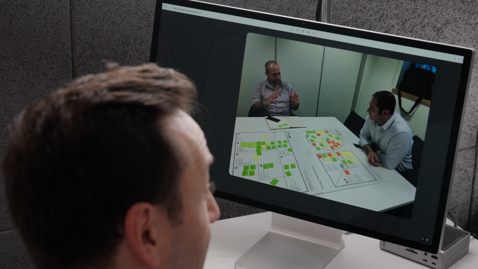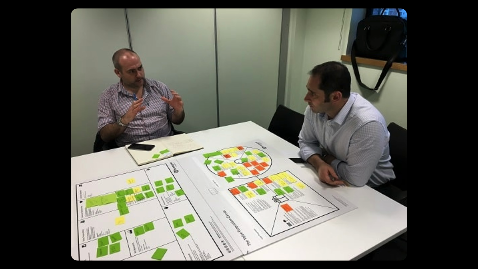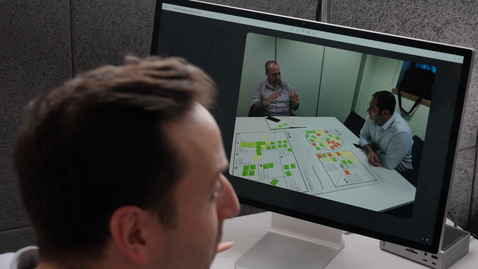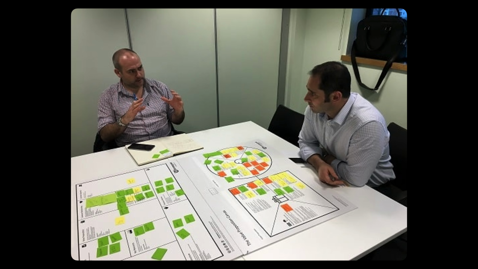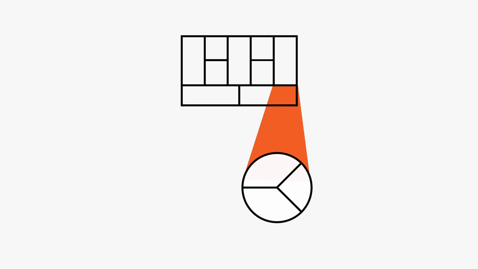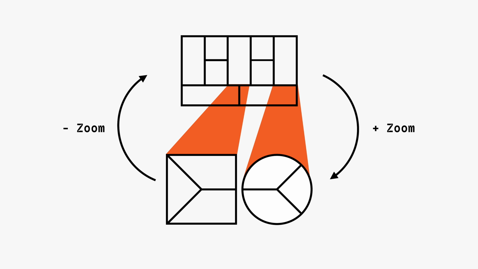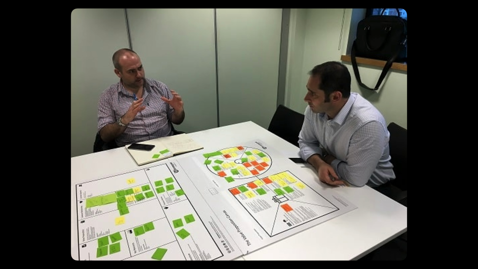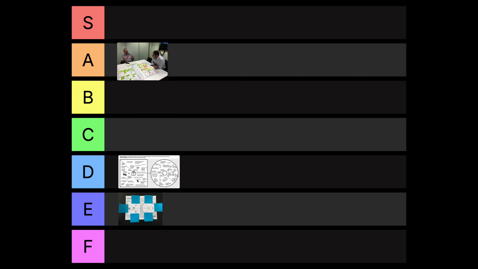Now, I really like this next example because what they've done is printed out a big business model canvas and a big value proposition canvas and put them next to each other. They've used color-coded sticky notes, which is great. And by having your value proposition canvas and your business model canvas together, it enables you to switch between the two easily. I love it. I'm going to put this in B tier. Now, actually, I'm going to put it in A tier.